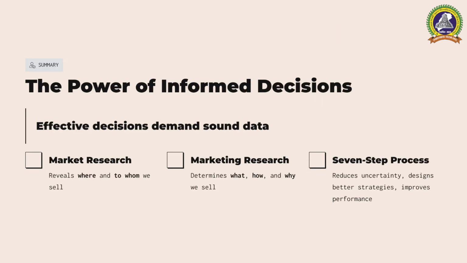In conclusion, effective business strategy relies on accurate information. Whether we are conducting specific market research to understand the size and demography of our target audience or engaging in comprehensive marketing research to solve complex problems regarding product, price, place and promotion, the systematic approach is key here. By following these 7 steps from problem definition to reporting, managers can reduce uncertainty and make decisions that drive profitability and growth.